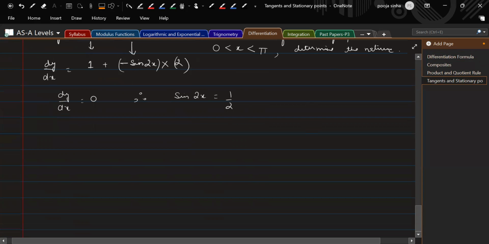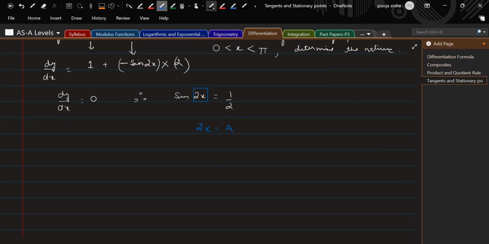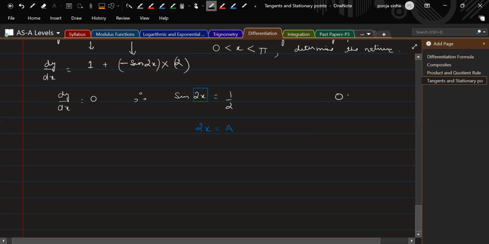So what are the steps that we have to follow? 2x is equal to sin inverse of 1 upon 2. So 2x we will first assume as a. And here we have to follow some rules. What is given here? 0, x and pi. So what do we have to change it into? We have to make it 2x, so this will become 0 and this will become 2 pi.